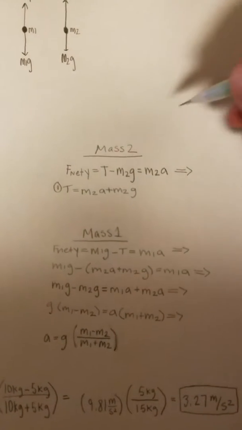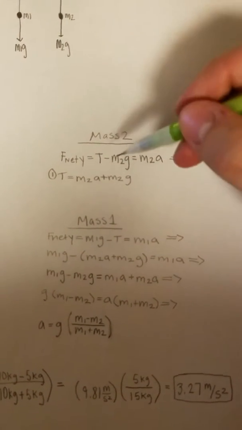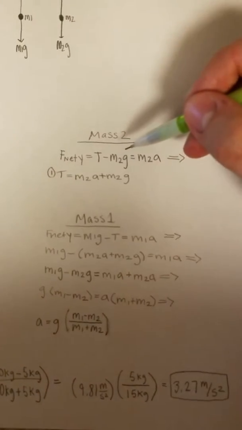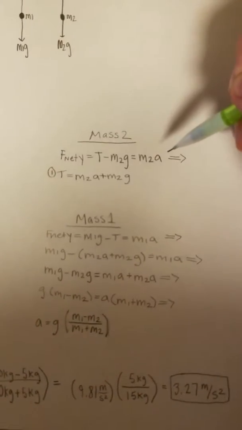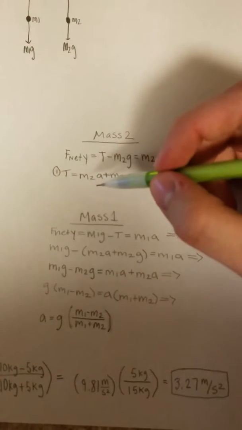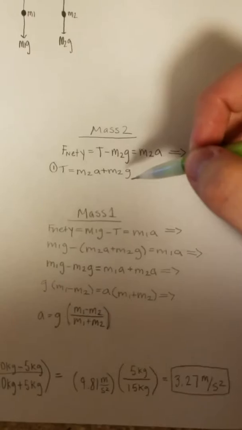First, we'll start with mass 2 and see that F net in the y direction is equal to tension minus m2g, which is then equal to m2a. We can rearrange this for tension to see that tension is equal to m2a plus m2g.